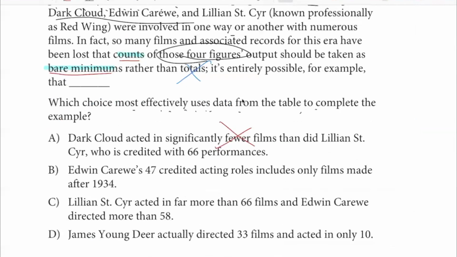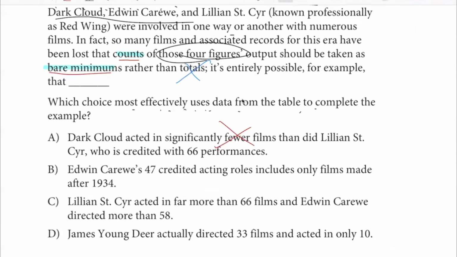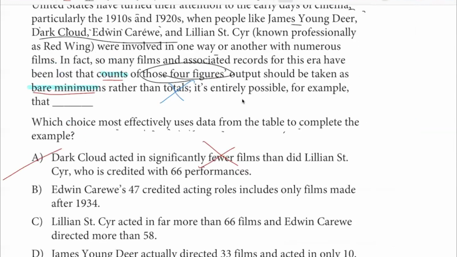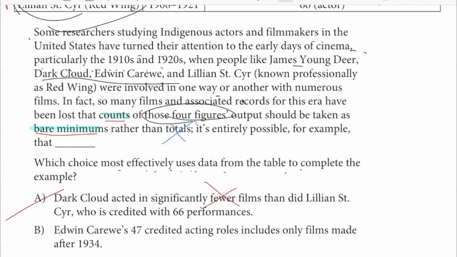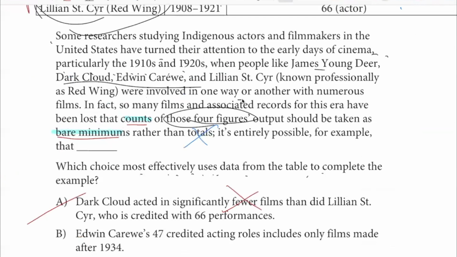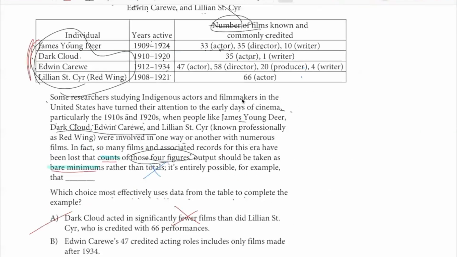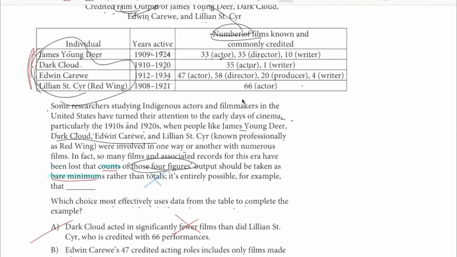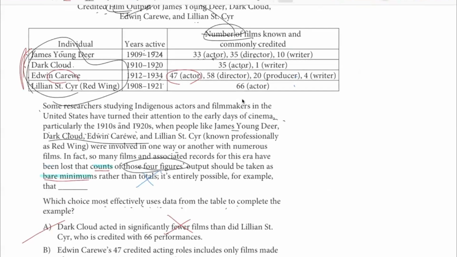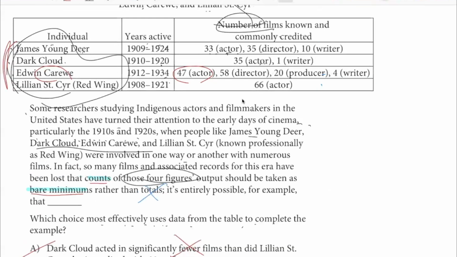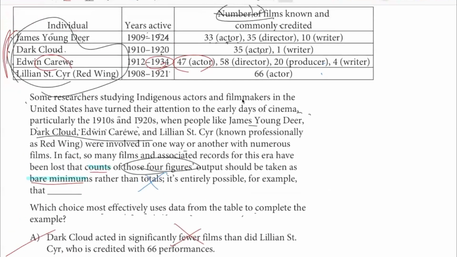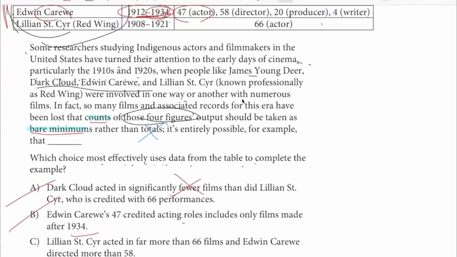Let's see. I do not like, for instance, well, let's see how B and D are represented. Let's see how B and D are phrased. B says Edwin carries 47 credited acting roles. All right, so 47 as an actor, right? Includes only films made after. Whoa, what's going on here? What do you mean after? It's within 1934. It's still within this period, so it's a misrepresentation.